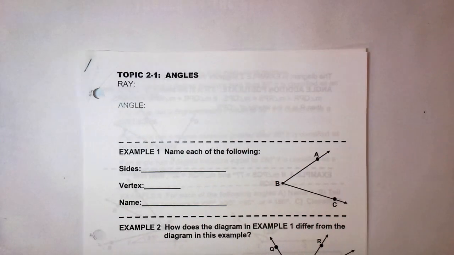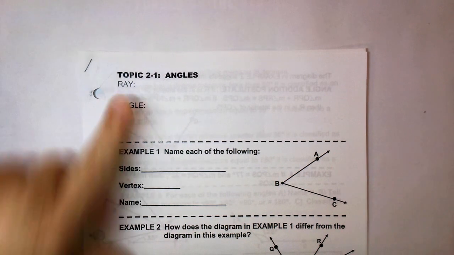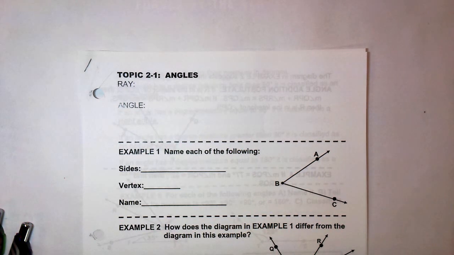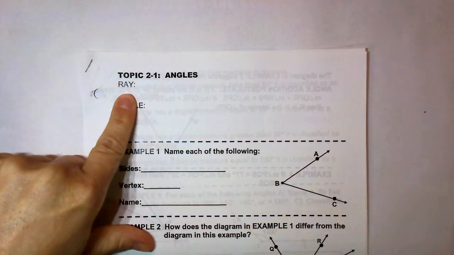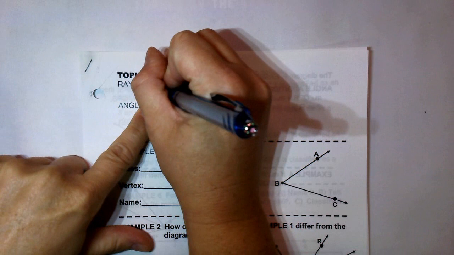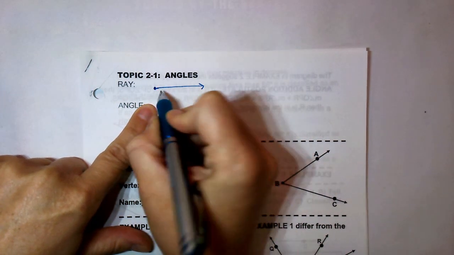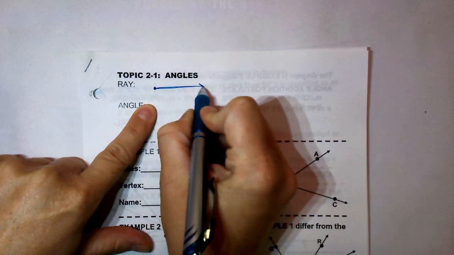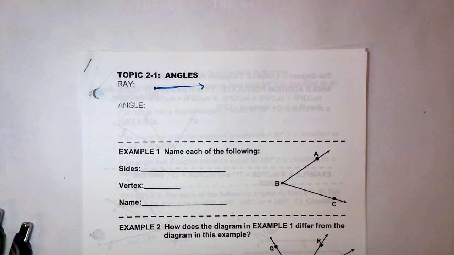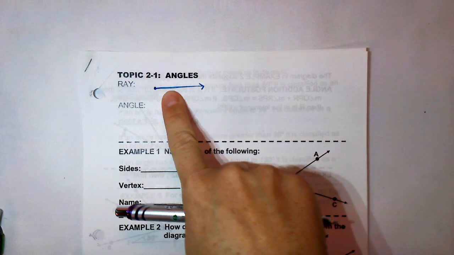So here we go. A ray. We're not actually going to write the definition on this one because you have them all, and I will give them to you again on the review. So I'm going to save you some time here. A ray, remember, has an endpoint, and then it goes forever in one direction. That is a ray. Now, how many rays do you think it takes to make an angle? Look at it. How many of those do you think I need to make an angle?